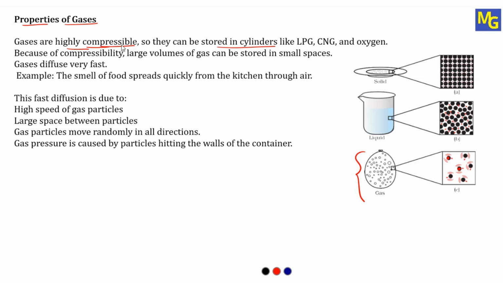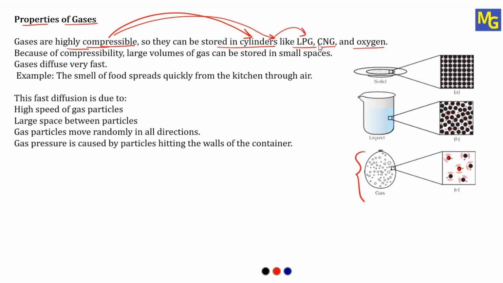And because of this property only, we can store these gases in the cylinders like LPG gas, liquid petroleum gas, CNG gas, compressed nitrogen gas, and oxygen. So in case of LPG, you maybe have seen LPG gas we get in a cylinder. So gas is compressed and then it is filled in the cylinders. And all those cylinders we are using for cooking purpose.